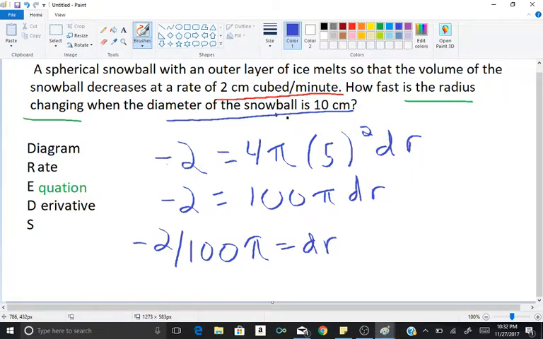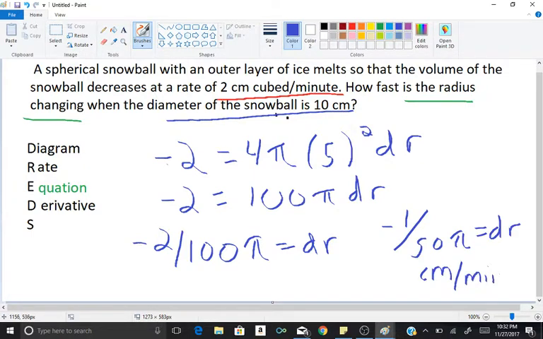So our answer is going to be negative 1 over 50 pi equals dr. Now, this represents the rate at which the radius is changing, and it's not just a number, we have to add a unit. So if the volume is decreasing at a rate of 2 centimeters cubed per minute, then the radius is going to shrink within the same units in the same amount of time. So it's going to be negative 1 over 50 pi centimeters per minute.